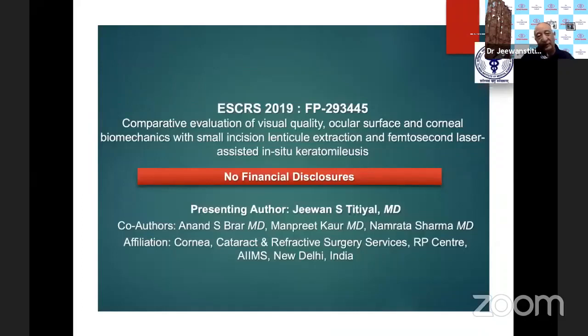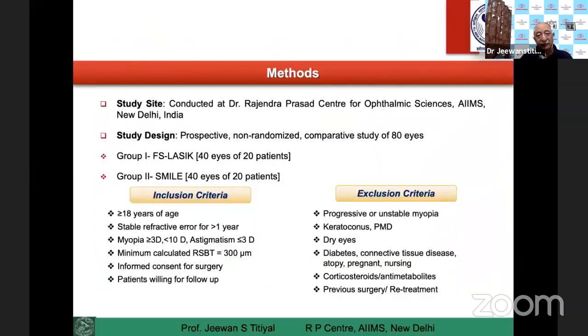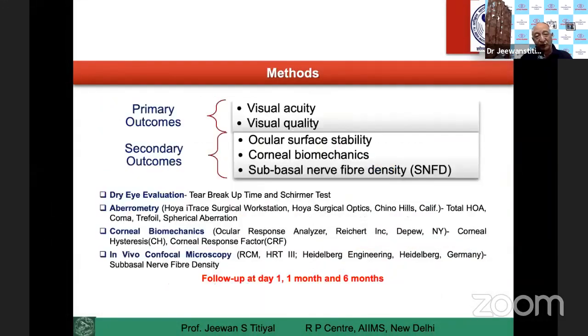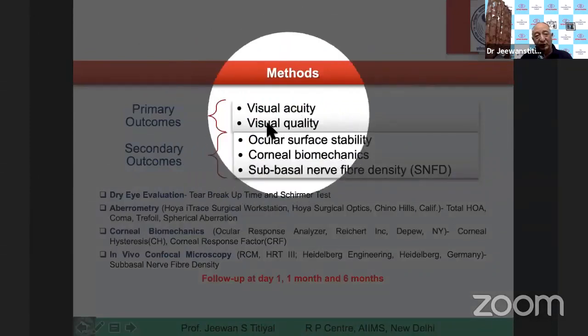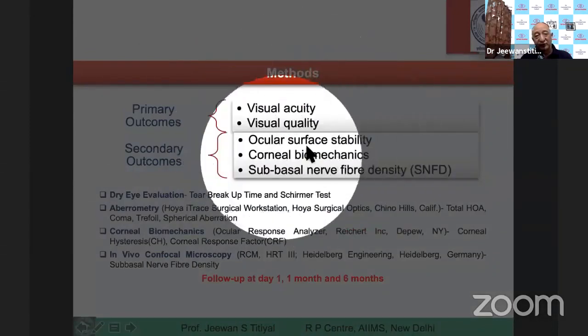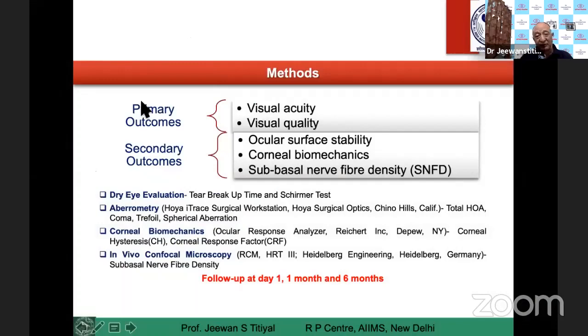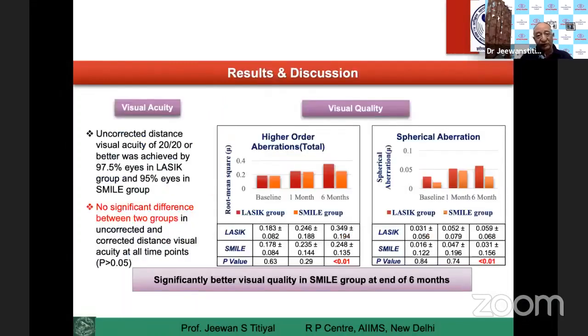This is our study where we looked into various aspects of SMILE versus femtosecond LASIK. We had 40 eyes in two groups. We looked into how SMILE or femtosecond will make a difference. Primarily, we looked at visual acuity and visual quality. Then we checked the ocular surface, corneal biomechanics, and the nerve fiber plexus with confocal microscopy in these cases.